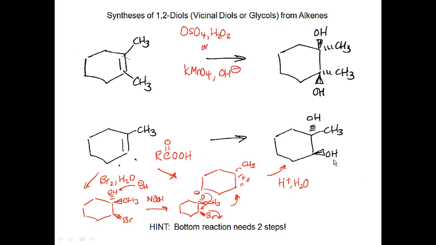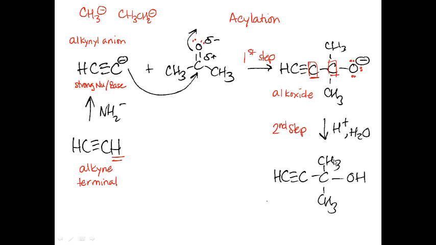Diols are made either by cis hydroxylation with osmium tetroxide and peroxide, or KMnO4 and base. If you want to make the trans diol, you need to convert the alkene into an epoxide and then open it up with H plus H2O. You can also make alcohols using alkynyl anions. Deprotonate them, react them with carbonyls, like ketones in this case. You can do the same thing with aldehydes. React those, and then you will make the alkoxide ion and then add H plus to it.